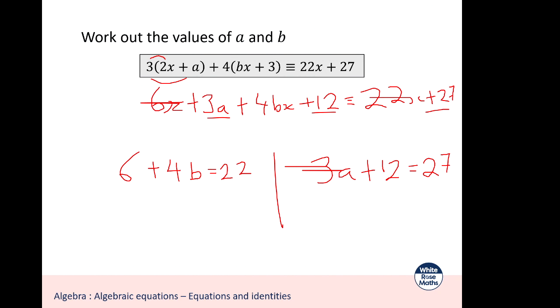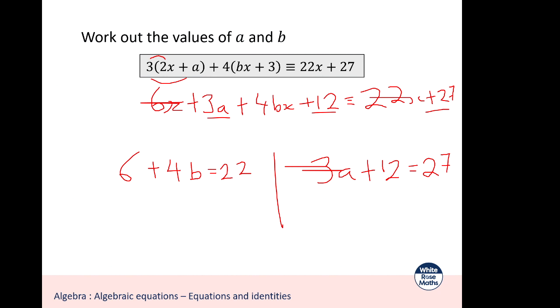And 4 times 3 makes 12. Now, those three lines just mean that everything on the left-hand side is identical, i.e. the same as everything on the right-hand side. So I can say that all the x terms have to be the same. So 6x plus 4bx has to equal 22x, okay?